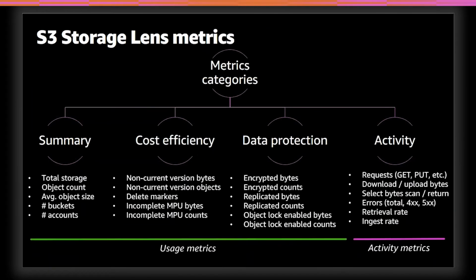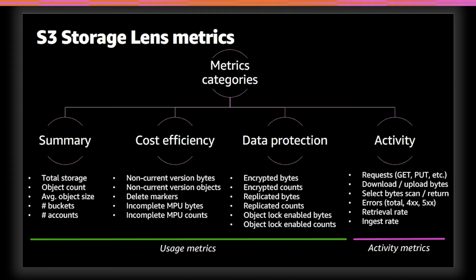Let's take a deeper look into the specific metrics provided in S3 Storage Lens. With such a large number of metrics, there's a lot of information at your fingertips. So we've grouped the metrics into 4 main categories: summary, cost efficiency, data protection, and activity. And these are aligned to the sorts of analyses you are likely to run using Storage Lens. And more broadly speaking, these metrics fall into 2 overall metrics types: usage metrics, which describe the volume and type of storage, and activity metrics, which describe the requests and other events related to the storage. You can read over the list of metrics here on screen.